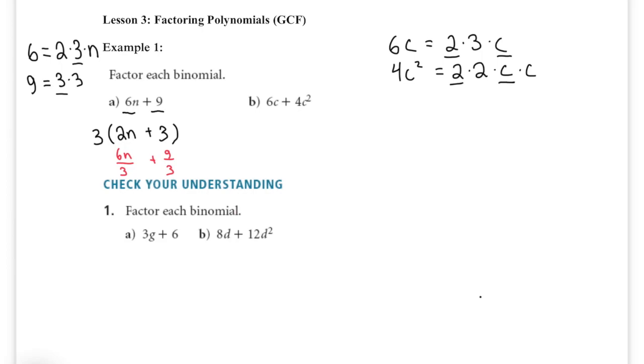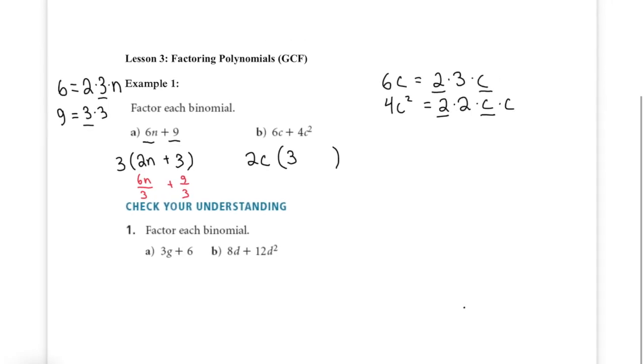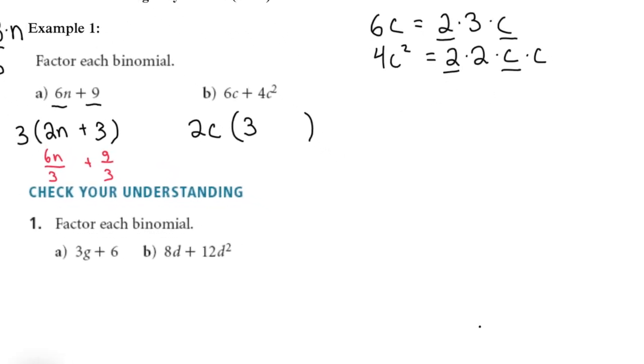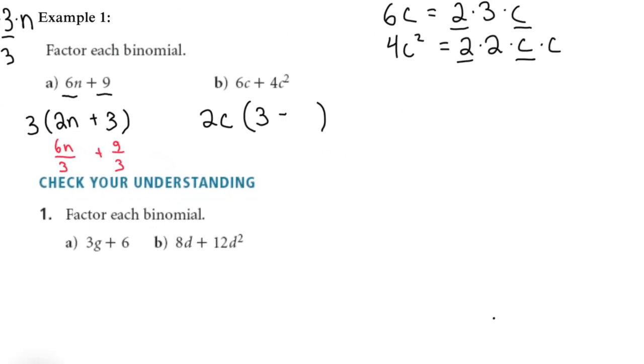It's 2c. So I can pull that out, and then on the inside I must have 2 terms because that's what I started with. The first term is going to be the original divided by the GCF, 6c divided by 2c, which is 3. Or you can think of it as 2c times what equals 6c. And then the second term is going to be 4c squared divided by 2c. Well, 4 divided by 2 is 2. c squared divided by c is c. And that is fully factored.